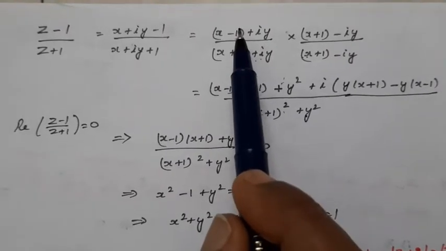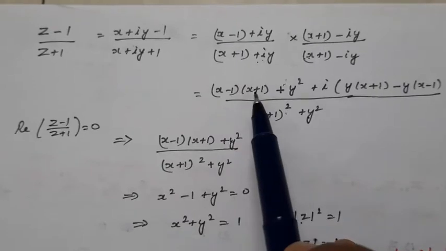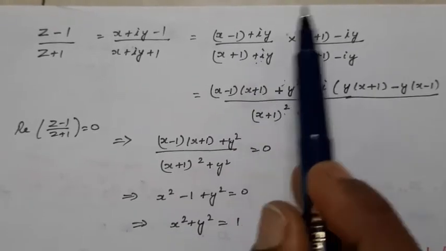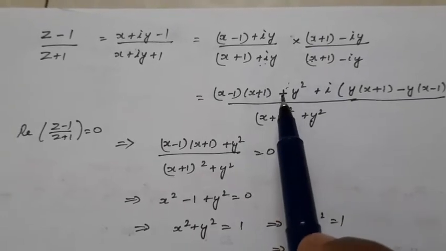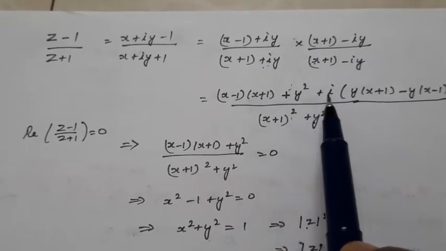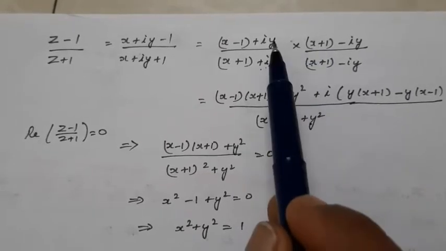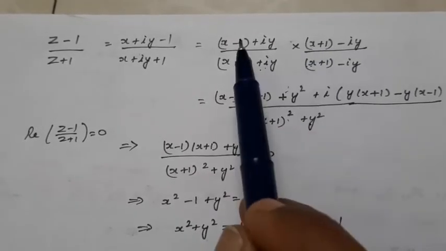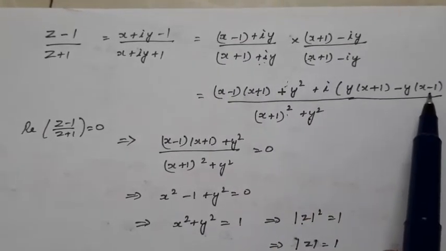And then using the rule of multiplication, real into real, x minus 1 into x plus 1, then minus imaginary into imaginary, that is y into minus y squared. Already there is 1 minus, so it will become plus y squared, plus i into real into imaginary plus imaginary into real, that is y into x plus 1, plus imaginary into real, that is x minus 1 into minus y, is minus y into x minus 1.